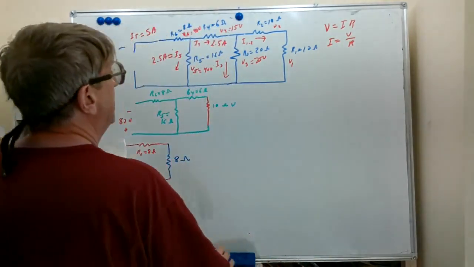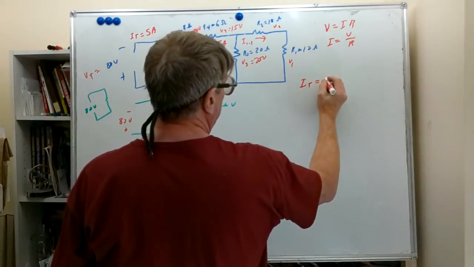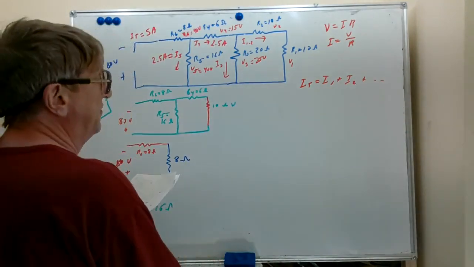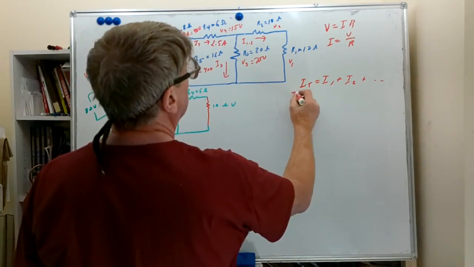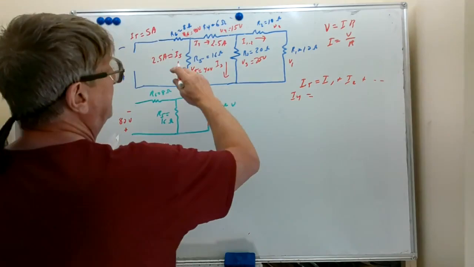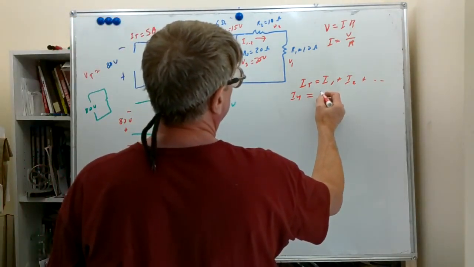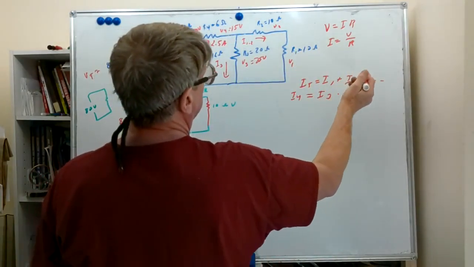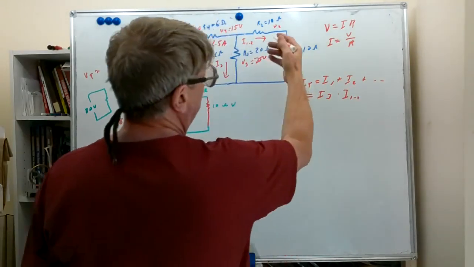So what do we got? We got our current summation formula, IT equals I1 plus I2 plus, we've only got two of them. IT here is going to be I4. We don't have I3, nor do we have I1. Let's call it just I12. The current that go, yeah, that's how I've labeled it, I12.